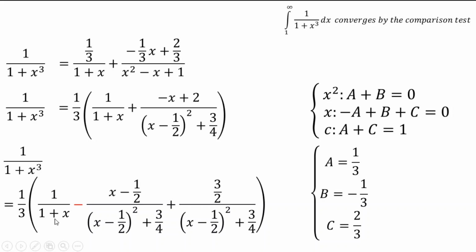Again, I want to do this because this first term I'm going to use my natural log rules. The second term I'm going to try to solve using u sub. The third term I want to use arctan. Both the u sub and the arctan are going to require me to complete the square. Since I have an x minus 1/2 squared, I want that same exact thing in the numerator to help me when I use u sub.